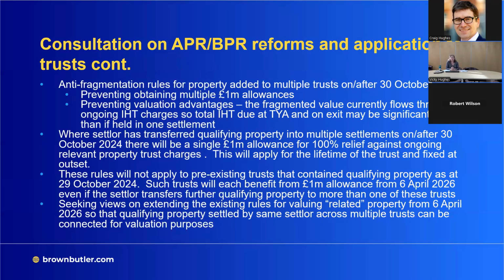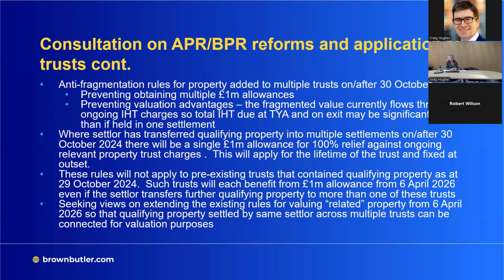So also, as well as that, what's included in there is that in terms of this £1 million allowance and what trusts can claim going forwards on or after budget day, if these multiple settlements are set up, is that if an individual has transferred qualifying property into more than one settlement, then they would have to look at how that £1 million allowance, that single allowance, was applied to those trusts going forwards. So it would be allocated across those various different trusts, and that would apply for the lifetime of the trust.